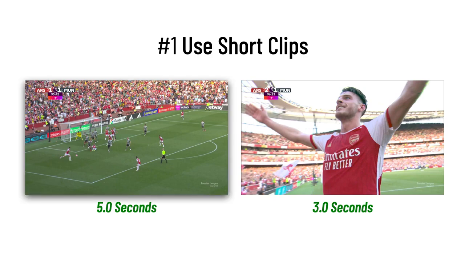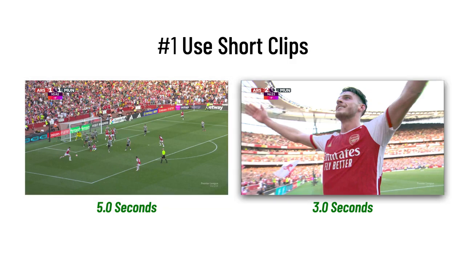So these wider shots that are the normal broadcast angle, I usually keep them around 5 seconds long, and more close-up clips like this are usually easier to detect for the Content ID system. So there I recommend you only use 3 seconds.